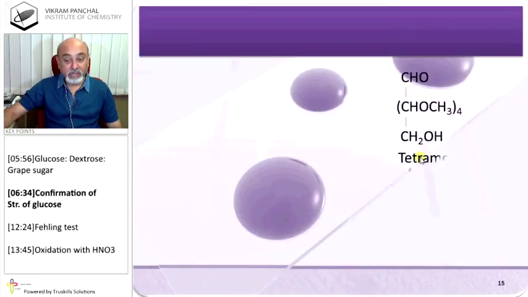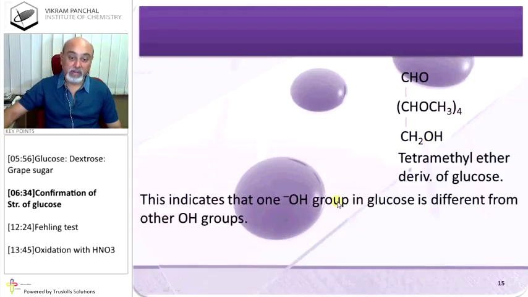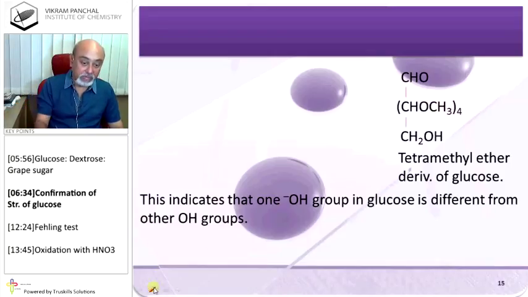It suggests that out of 5 OH groups, one OH group is primary and the remaining 4 OH groups must be secondary. This indicates that one OH group in glucose is different from the other OH groups. So let us see how this reaction takes place.